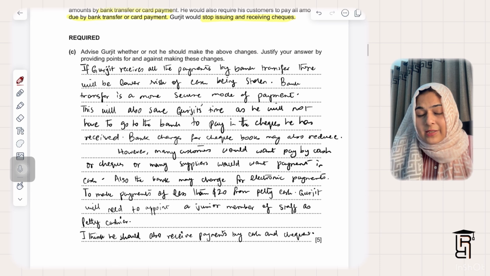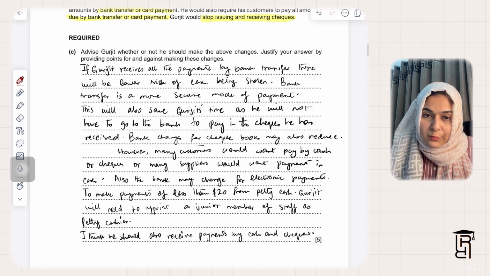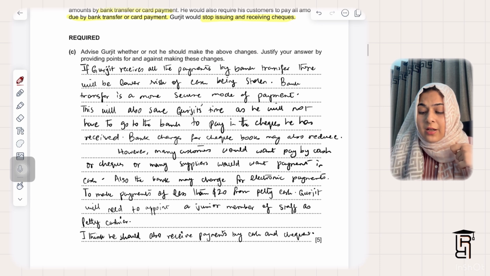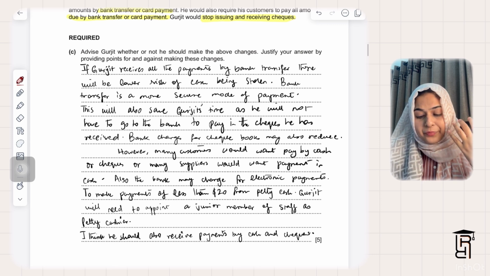Since he's not receiving any checks anymore, bank charges for checkbooks may also reduce, because he doesn't need checkbooks anymore. He's not making any payments by check. So that means he doesn't need any more checkbooks, because he's just using bank transfers for payments.